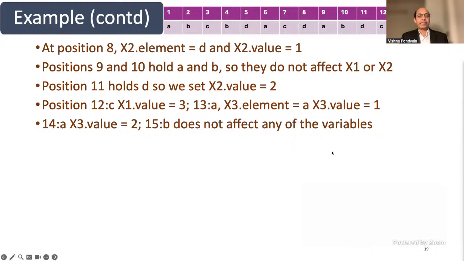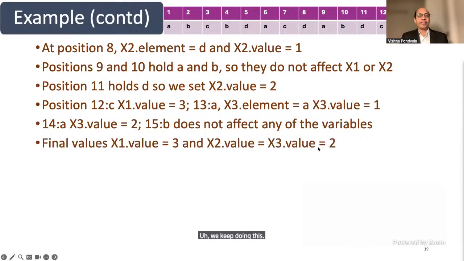We keep doing this until the stream is exhausted. At the end of the 15th element, we see that x1 dot count is equal to 3, x2's count is 2, x3's count is also 2.